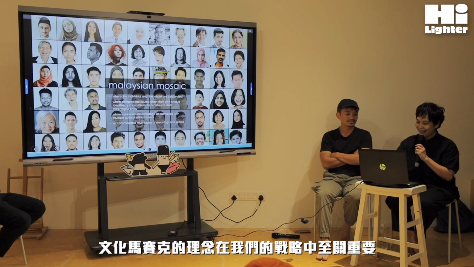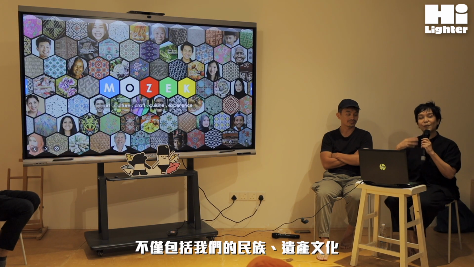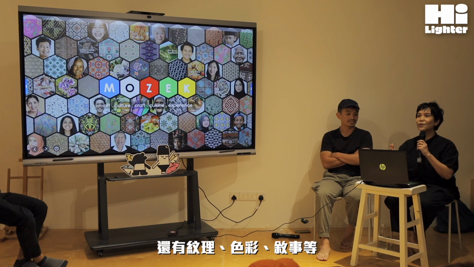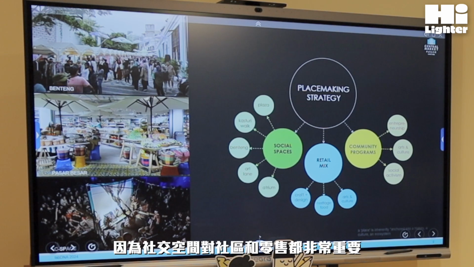So here in Central Market, we are promoting the idea of cultural mosaic, which celebrates the individual and the collective. And that's actually important. The idea of cultural mosaic is very paramount in our strategy, which also includes not just our ethnicity, our heritage culture, but also texture, color, narrative, etc. So linguistically is also very important. So the key thing is to develop social spaces, because social spaces are very key to cater for the community and for the retail.